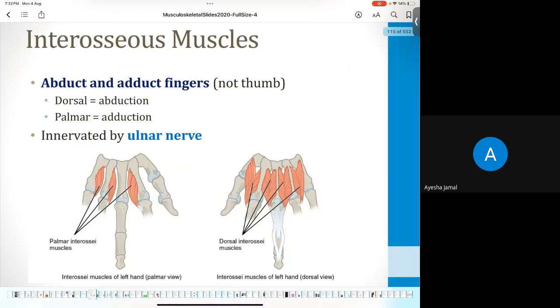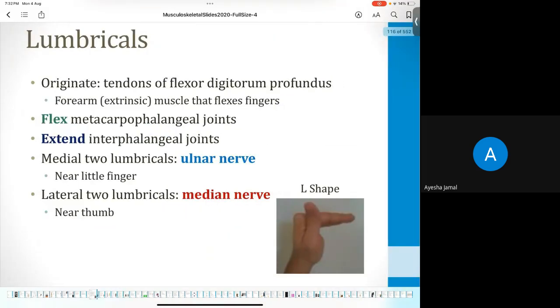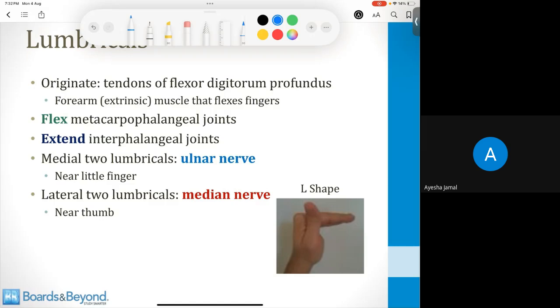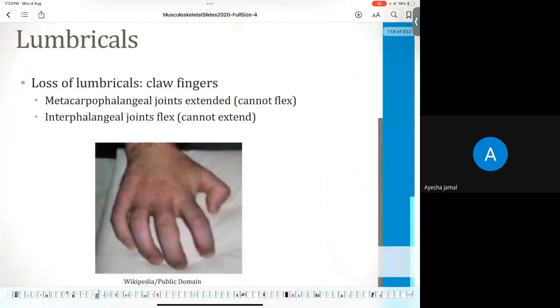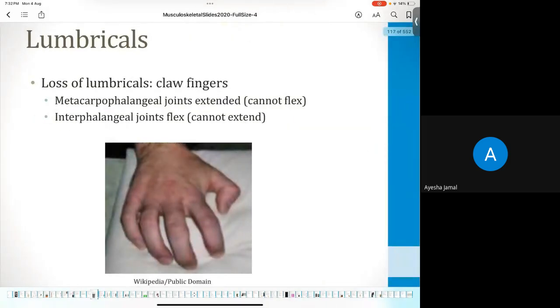Then we have our interossei muscles. We discussed that. We have the palmar ones used for adduction. The dorsal are used for abduction. Ulnar nerve supplies all of your interossei. The lumbricals are making L from your hand. L, right? Flexion at metacarpophalangeal and extension at interphalangeal, right? The medial two are going to be supplied by ulnar and the lateral two lumbricals are supplied by which nerve? Median nerve. You know that. So flexion and extension, ulnar nerve, lateral two, median nerve. You know that. Okay. Lumbricals, as we discussed.